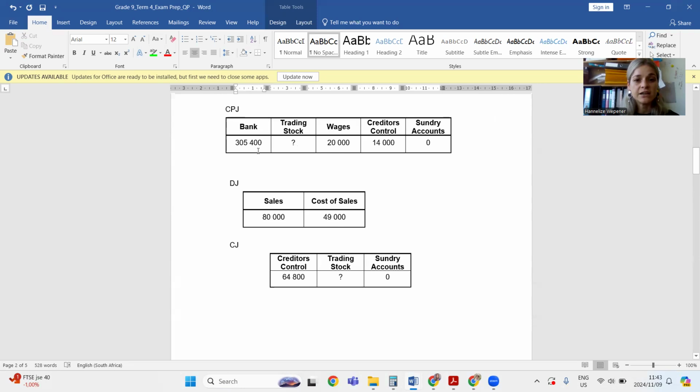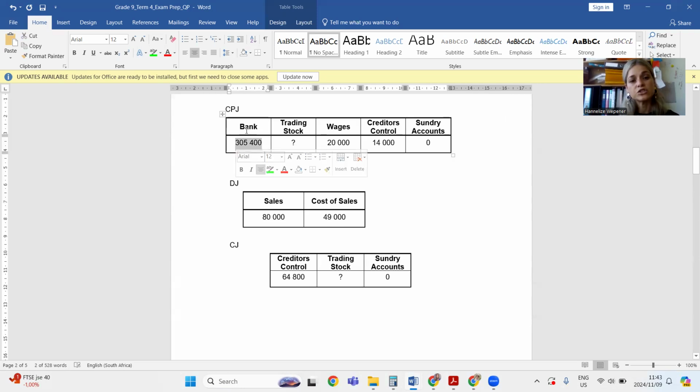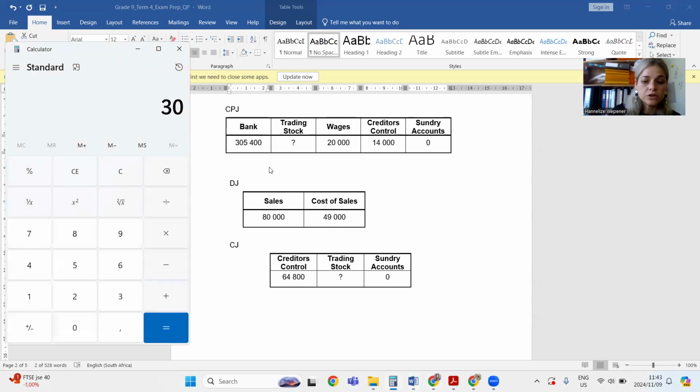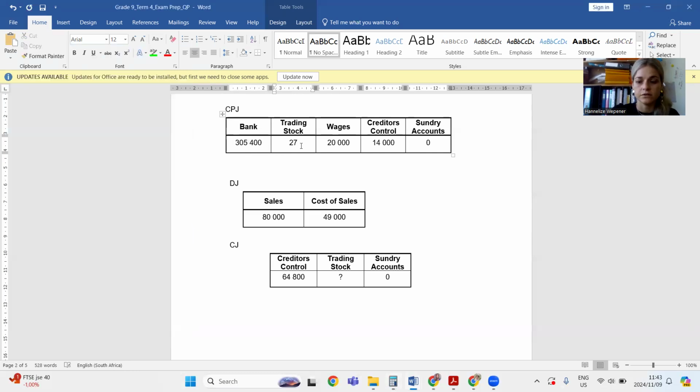Then in the trading stock column here, you also have a question mark. So in the CPJ, remember, bank is the total that you paid for all of the columns that follow bank. So in other words, if your total payments added up to 305,400, you could just minus the amounts that you do have to find the missing figure here so that all of this adds up to bank again. So 271,400. Okay, DJ is fine, no question marks.